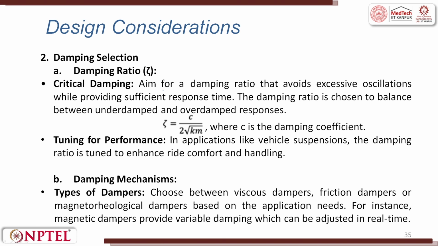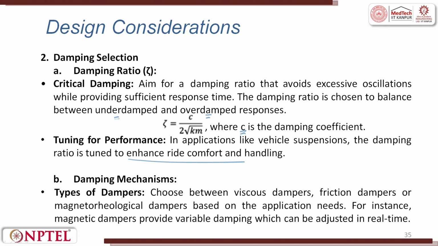Critical damping aims for a damping ratio that avoids excessive oscillation while providing sufficient response time. The damping ratio is chosen to balance between under damping and over damping, where zeta is represented as C by 2 root km, where C is the damping coefficient. Tuning for performance is also one of the most important design considerations. In applications like vehicle suspension, the damping ratio is tuned to enhance ride comfort and handling. So, damping mechanisms are also part of damping selection.